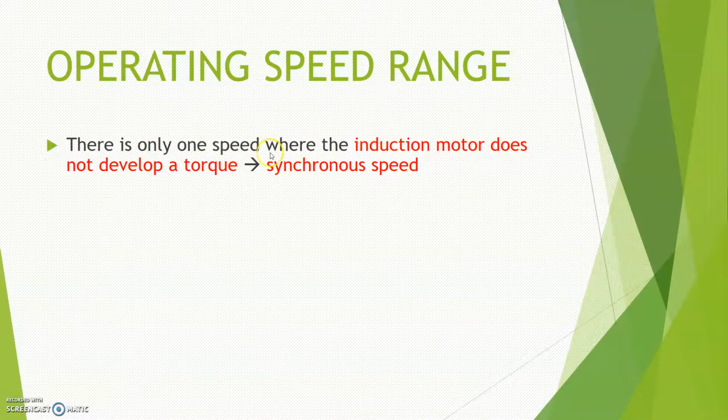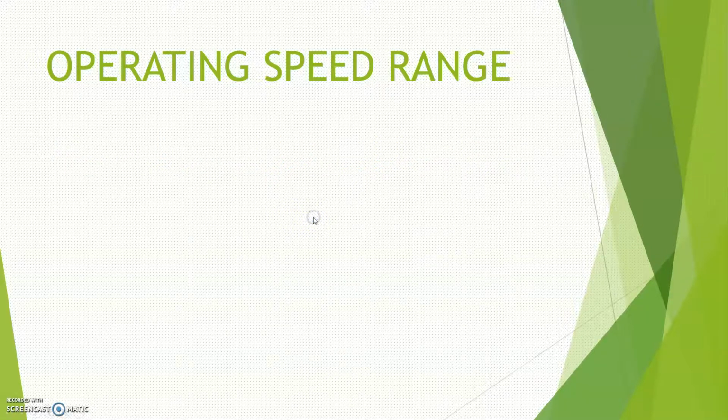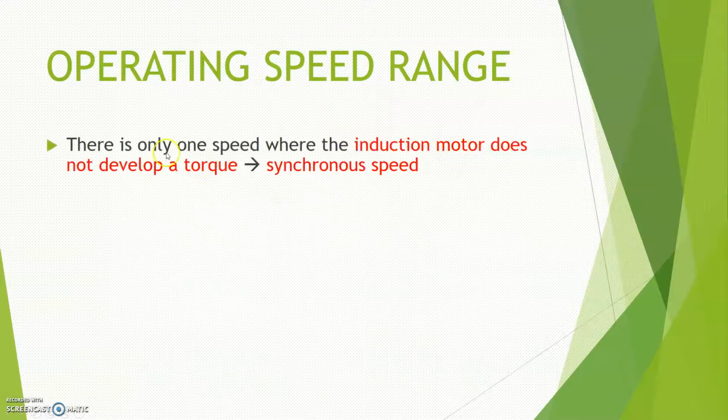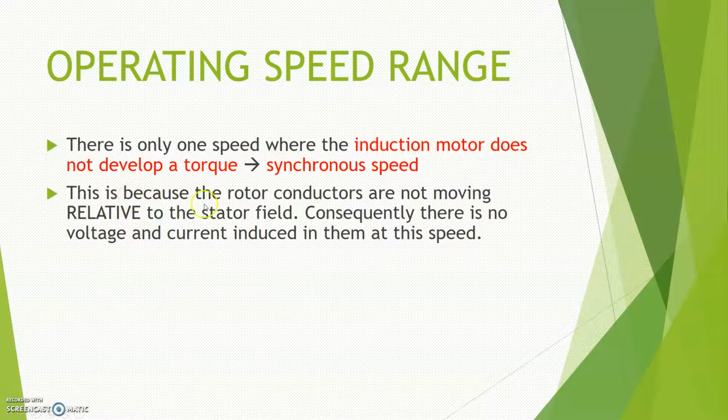There is only one speed where the induction motor does not develop any torque, which we call the synchronous speed. If you refer to this graph, when Ns is equal to Nr at this point, the torque value is 0. This is because the rotor conductors are not moving relative to the stator field. Consequently, no voltage and no current will be induced in them at this speed.